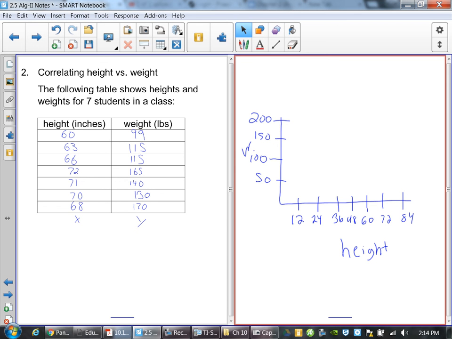Now, the other reason why I'm setting it up this way is because eventually I'm going to show you guys how we can create these tables and lists in our calculators and change the windows so we can see our actual graph. So now we're just going to go ahead and plot out some rough idea here. We have 60 and 99, 63 and 115, 66 and 115, 72, 165, 71, 140, 70, 130, and what is it? 68, 170.